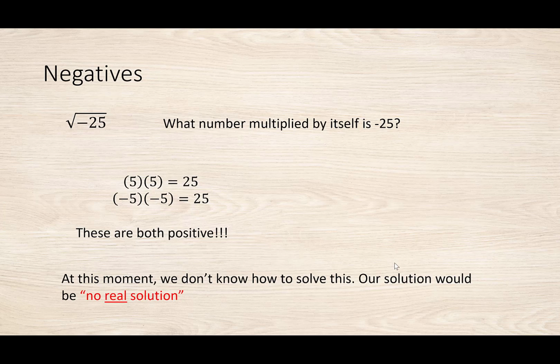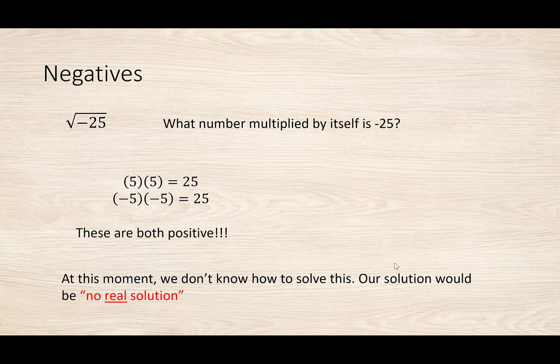At this moment, we don't know how to solve this because the only way that we can get a negative 25 is if we have a negative number times a positive number, and that's not the definition of a square root. It has to be the exact same number. And a positive number and a negative number are not the same. So right now, we don't know how to solve this.